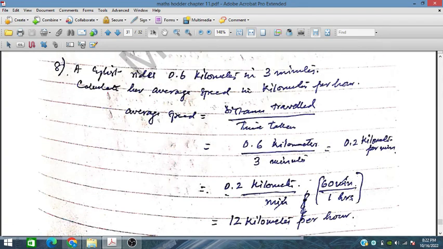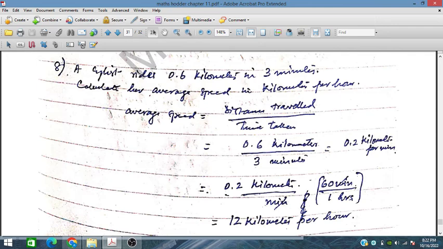A cyclist rides 0.6 kilometers in 3 minutes. Calculate her average speed in kilometers per hour. So the distance traveled is 0.6 kilometers and the time taken is 3 minutes. We need to convert 3 minutes into hours. So 0.6 kilometers in 3 minutes is 0.2 kilometers per minute.